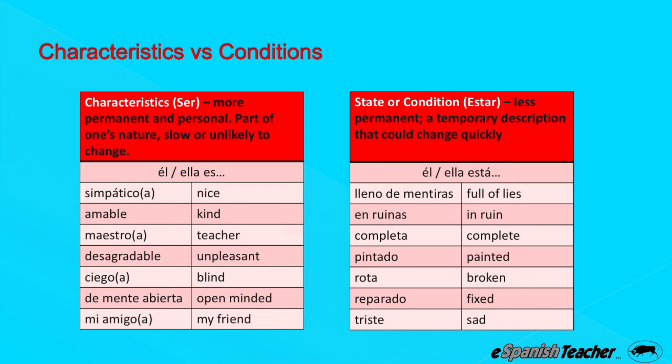Pintado. Pintado means to be painted. Rota, we've talked about this example. Something that's broken could be repaired. Reparado, this is something that is fixed. Okay, it's fixed today, but it could get broken tomorrow. And then finally, somebody is sad. So, él está triste. That means he is sad right now, but he could be happy in a few minutes.